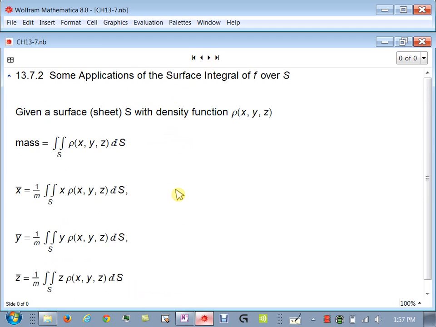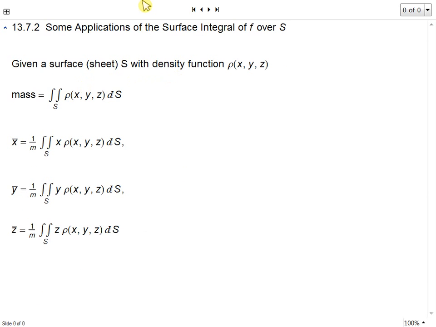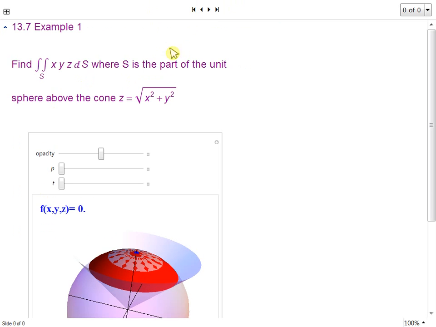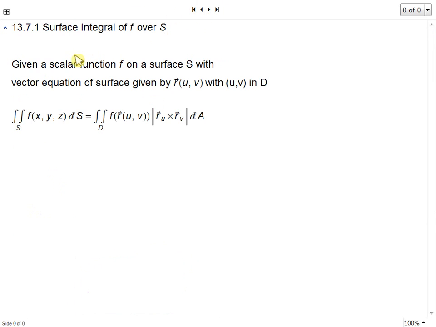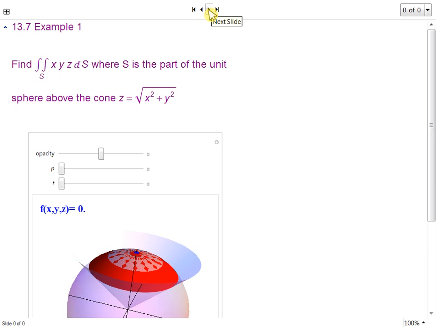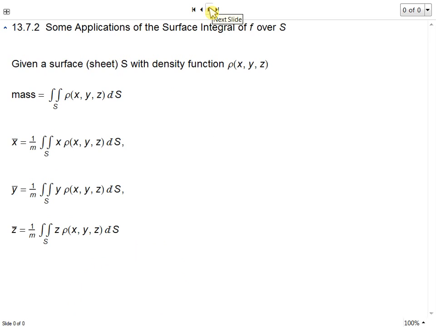All right. So here are some applications. Oh, I didn't point out the name of this, right? It's the surface integral of a scalar f over S. Just make sure, because we're starting to get a lot of these different variations of integrals, and we want to make sure we understand the naming conventions on these.